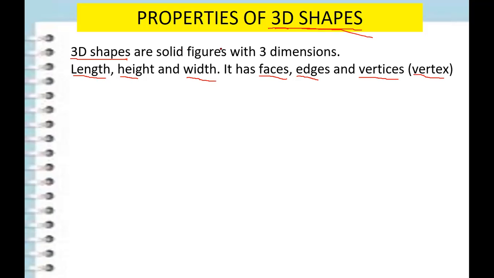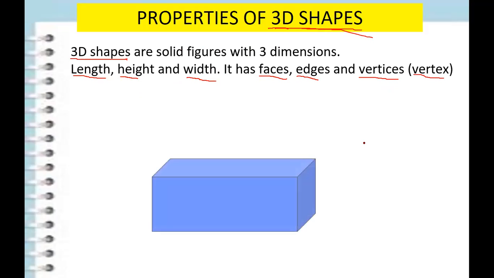So that's why they are called 3D, because they have 3 dimensions: length, height, width, or sometimes we say depth. Faces, edges, vertices. Now, this is an example of a 3D shape. If you could see, we have the cuboid here.